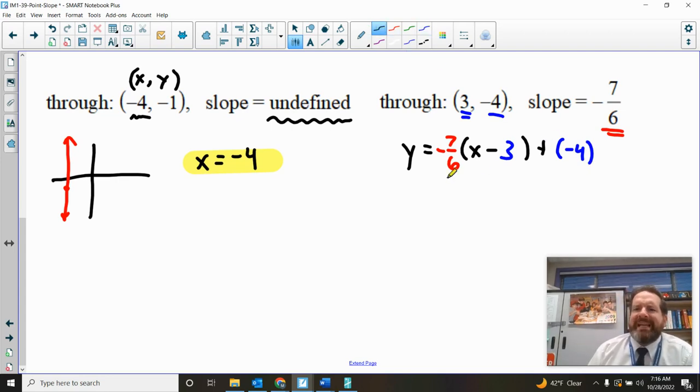This time we need to, because on the back plus a negative is just a little complicated. It's easier to write it as minus. So everything else stays the same. And we change the back to a -4.